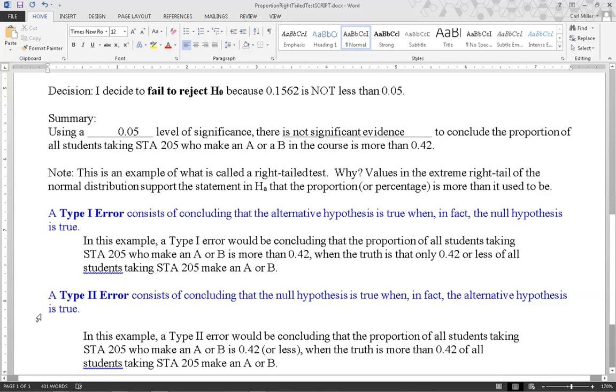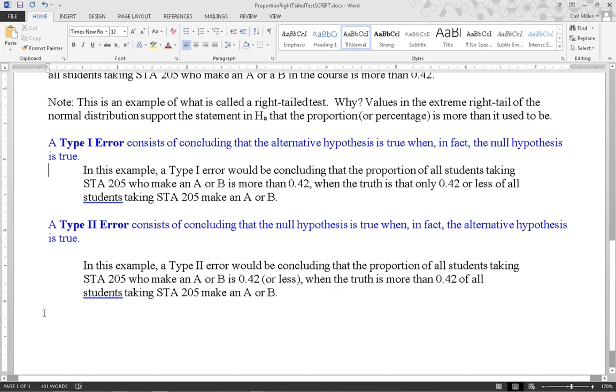A type 2 error, on the other hand, consists of concluding that the null hypothesis is true when in fact the alternative hypothesis is actually true. In this example, a type 2 error would be concluding that the proportion of all students taking STAT 205 who make an A or a B is 0.42 or perhaps even less, when the truth is that more than 0.42 of all students taking STAT 205 make an A or a B.